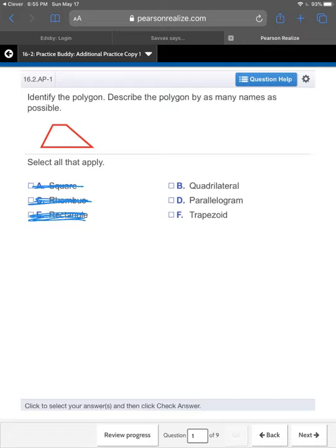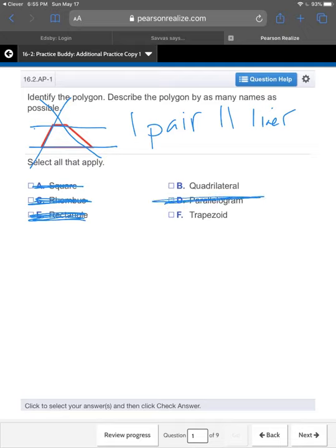And it's none of these: square, rhombus, or rectangle, all of them are parallelograms. This particular shape has one pair of parallel lines. If I try this way, they intersect, and that makes it have only one pair of parallel lines. Okay, so that tells us that it has one pair. We know it's not a parallelogram. It has 4 sides, so it is a quadrilateral, and because it has one pair, we also know that it's a trapezoid. That's how you need to solve these.